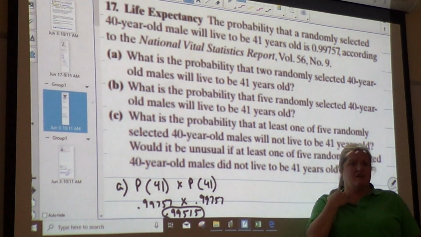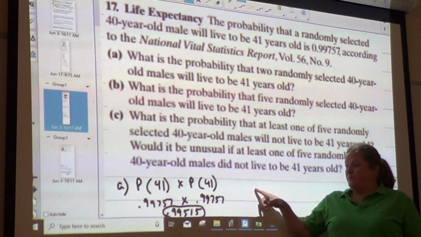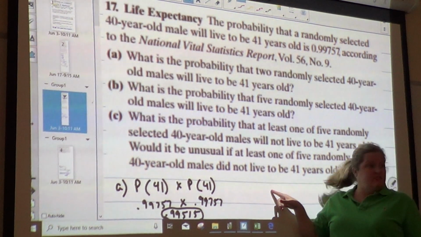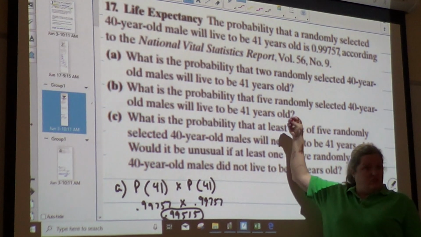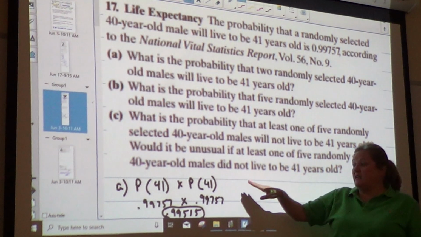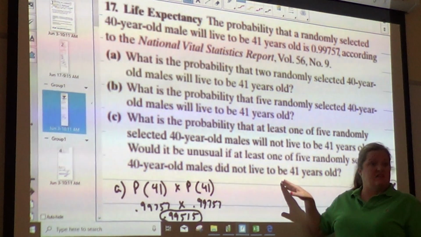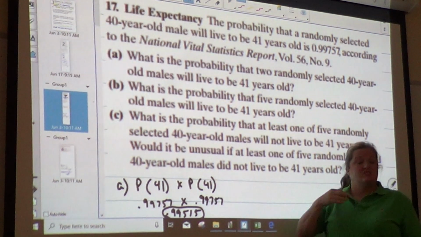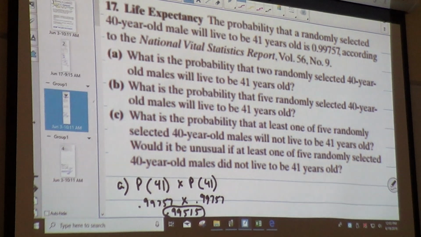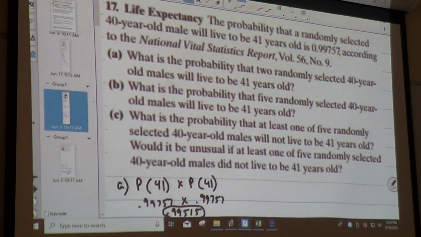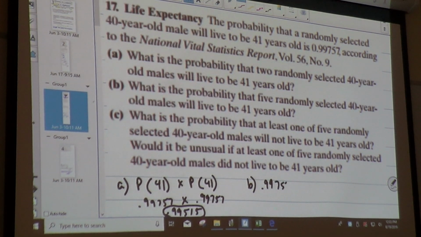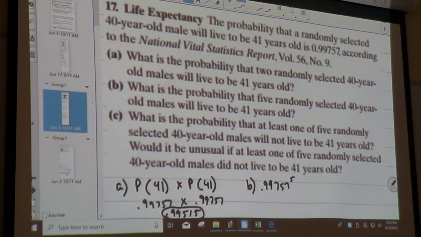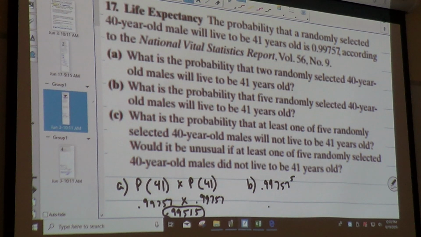How would I do that? 0.99757 to the 5th. Because it would be 0.99757, 0.99757, 0.99757, 0.99757. So I'm just going to do 0.99757 to the 5th. Because I'm lazy. 0.99757 to the 5th. And that's going to give me 0.98791.